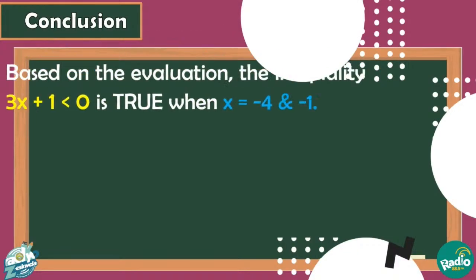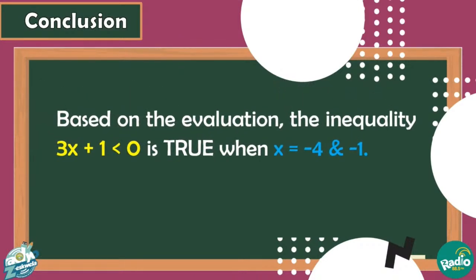Based on our evaluation, the inequality 3x plus 1 is lesser than 0 is true when x is equal to negative 4 and negative 1.